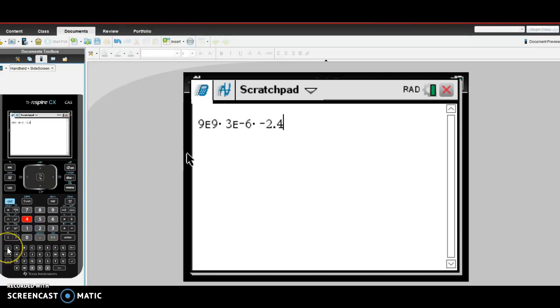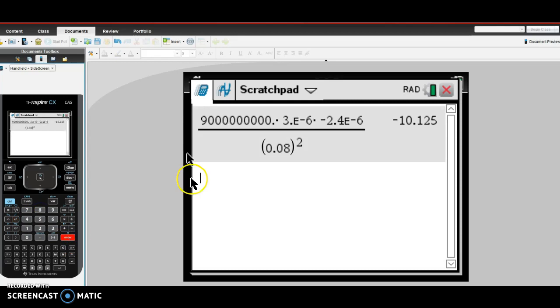Find the double E button down here again. Shows up as an E negative 6. And that quantity all divided by 0.08 squared, distance squared. When you press enter, there you have it.